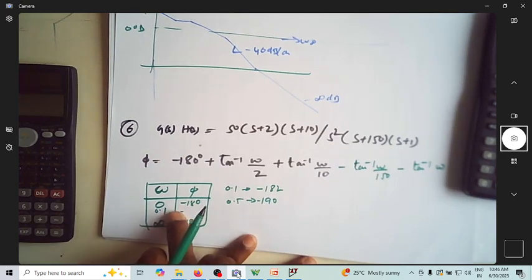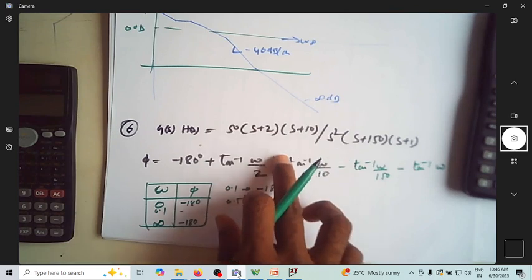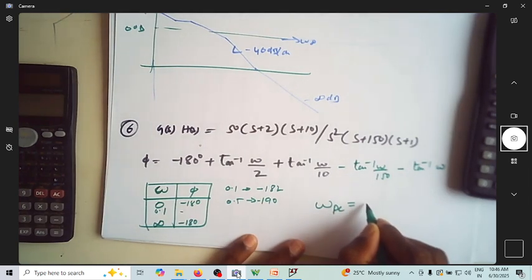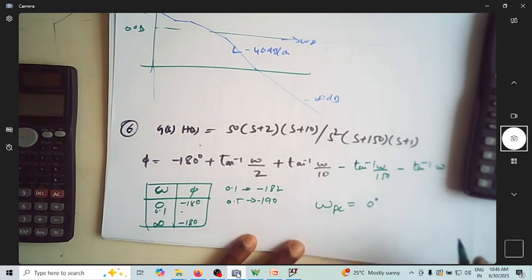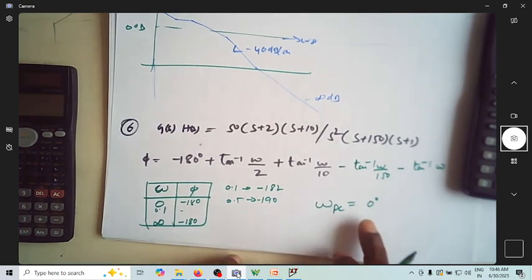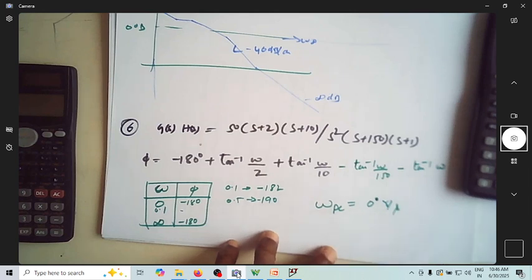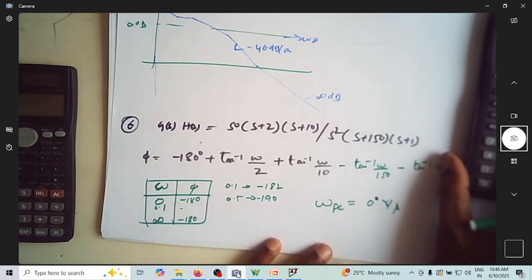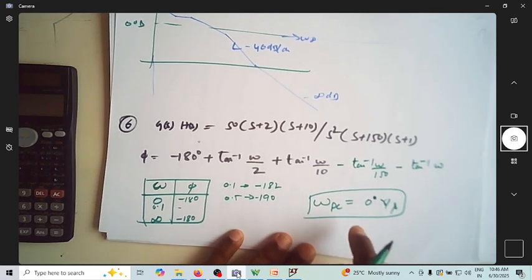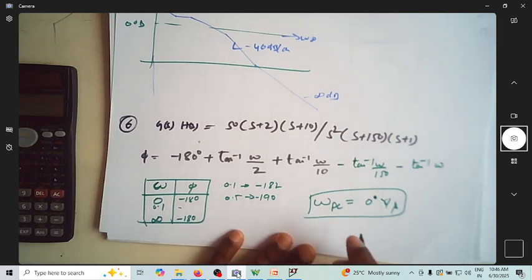When this is always negative, can you see that it has crossed at 0 degree itself? Sorry, 0 radian per second. So it has crossed at 0 radian per second. Now when it is at 0 radian per second, this is what is omega PC.